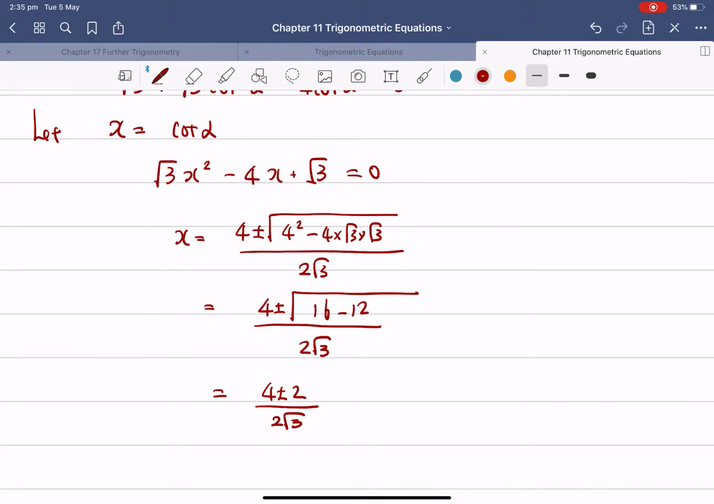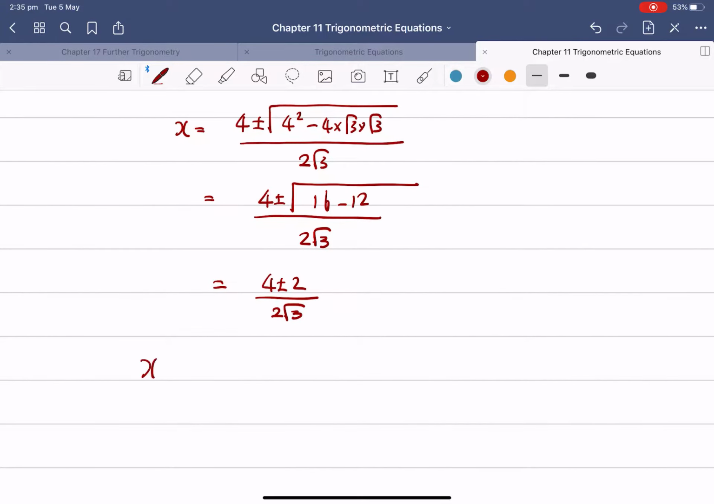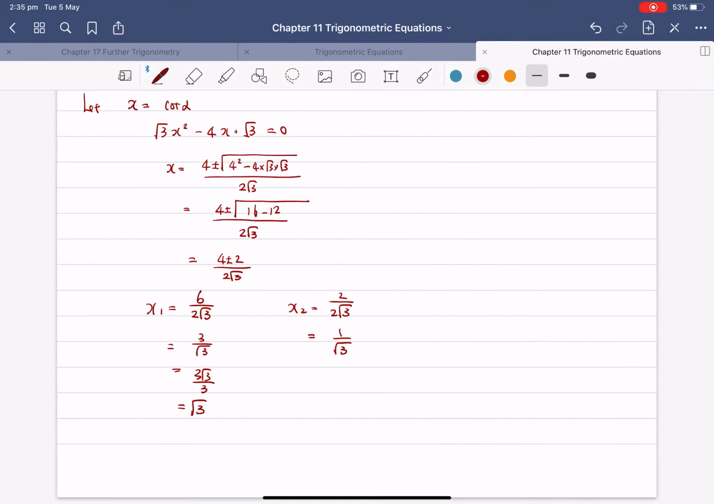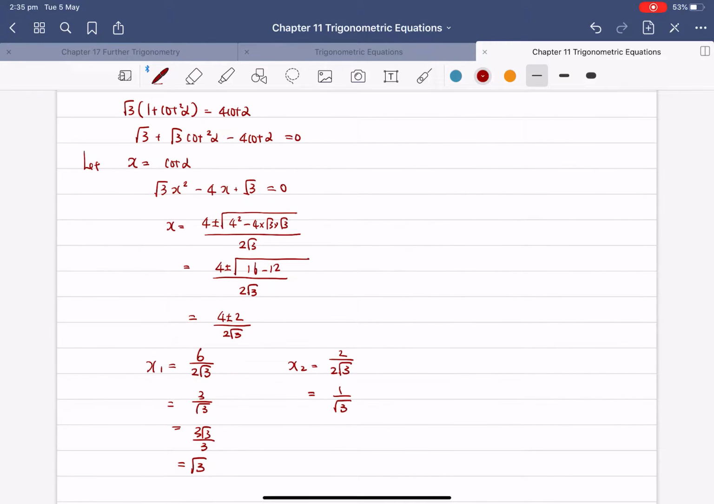So you've got two answers. The first answer is x1 equals 6 over 2 square root of 3, and x2 is 2 over 2 square root of 3. Nice numbers. Now x1 becomes 3 over square root of 3, which is 3 root 3 over 3, and that's equal to root 3. A nice number again. I'm so excited to see those nice numbers. As you can see, the question is designed so that it's much easier for us to solve the equation.